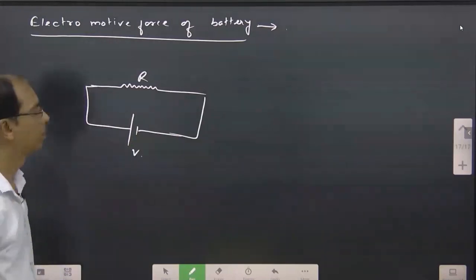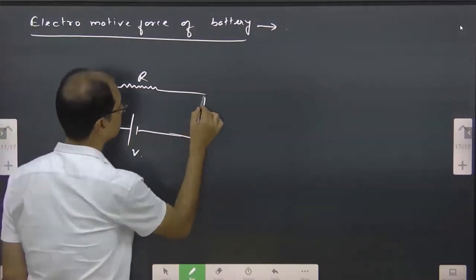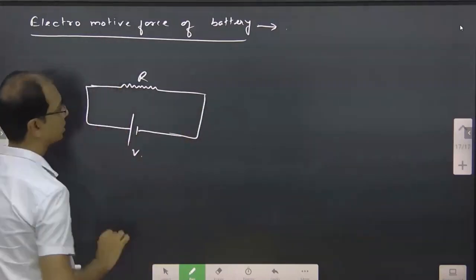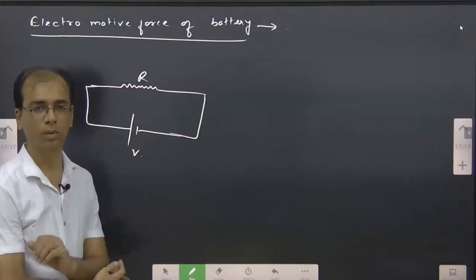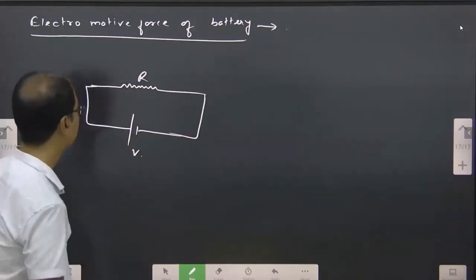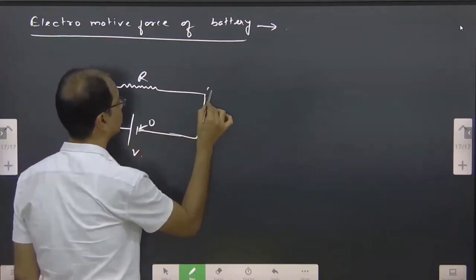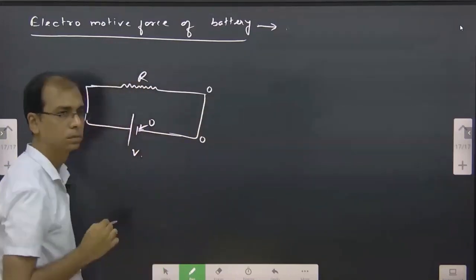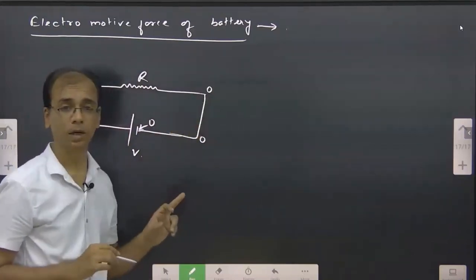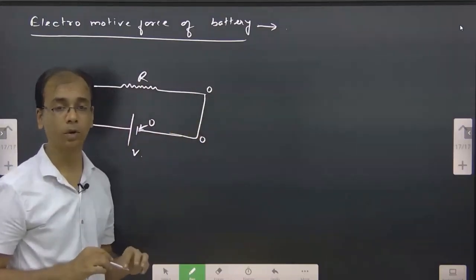Okay, battery is there. Now we all know that these are connecting wires. Their resistance is almost zero. We don't consider they have resistance. So what will happen? If I consider here potential zero, then here zero, here also zero, here also zero. Here zero and here zero, that means current will be there or not? Because for current, potential difference is required.